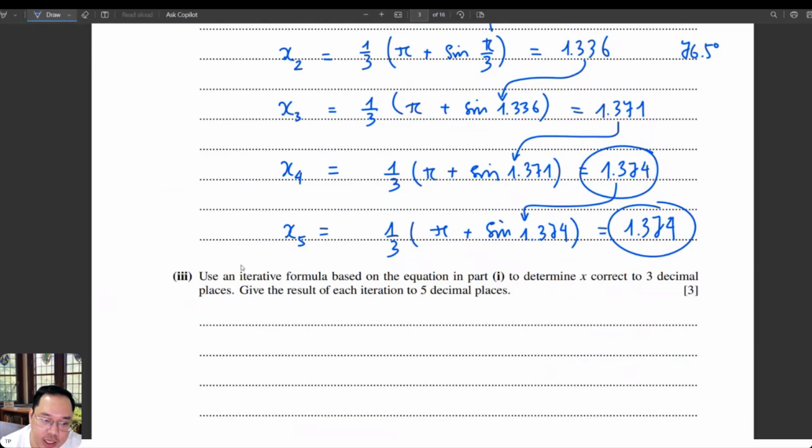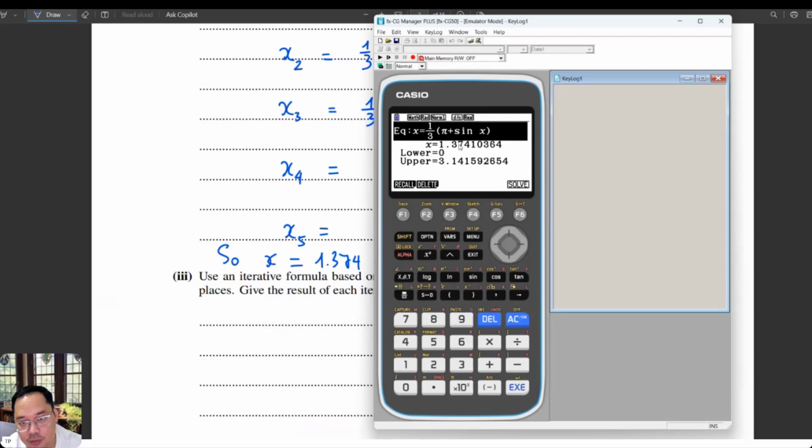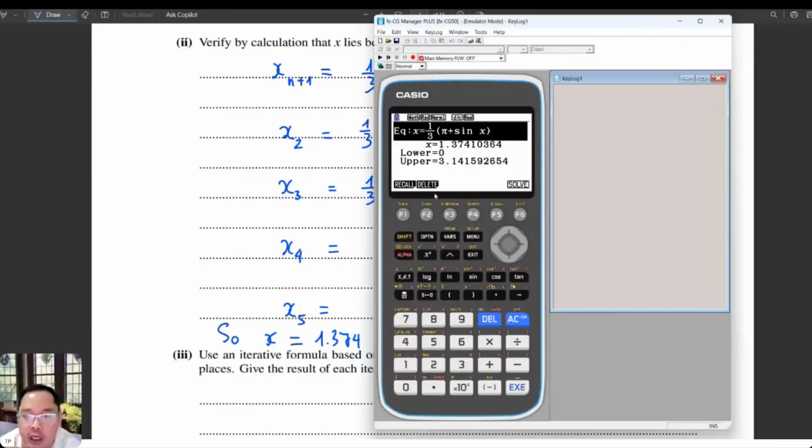So x equals 1.374 is the solution, and it is almost the same as the result from the calculator, right? Here, 1.374. Beautiful. We can check the answer, the solution of this problem. Let me delete this solution first.